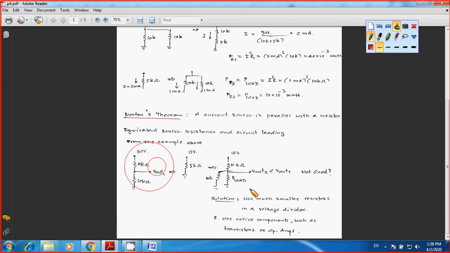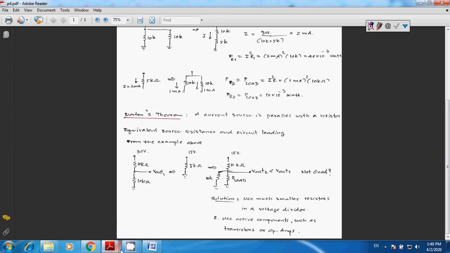So in practice, they overcome the problem, which I'm not explaining here, but it's just mentioned at this point. Maybe I'll explain that later. One is that you can use a much smaller resistor in the voltage divider or in the supply voltage circuit. And the other one is to use active components such as transistors or op amps. So later on we're going to discuss transistors and op amps.